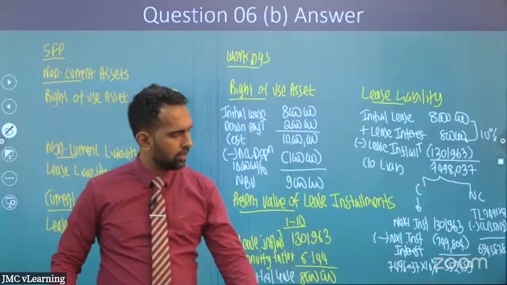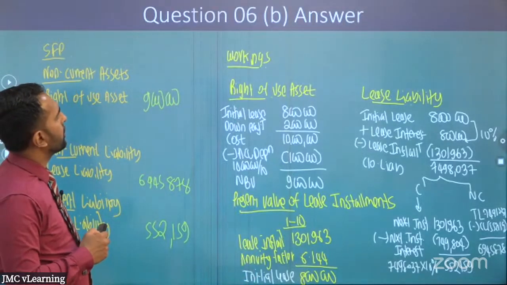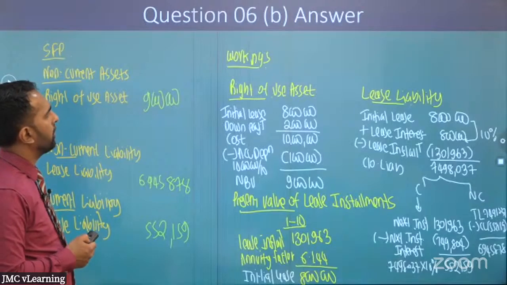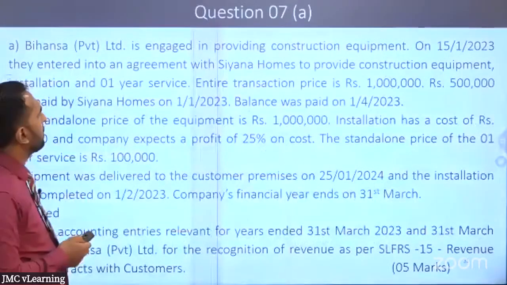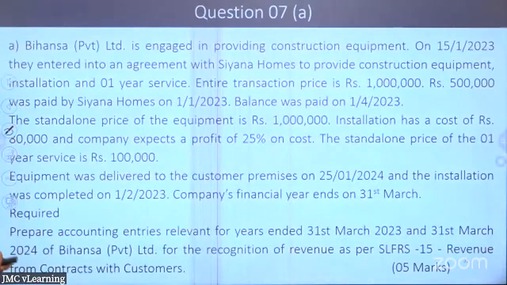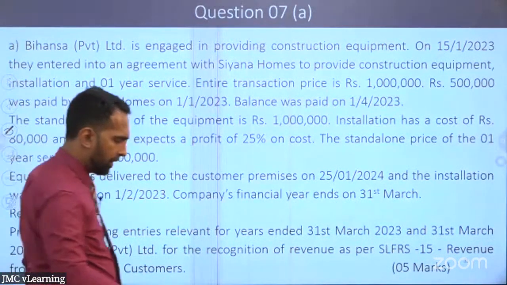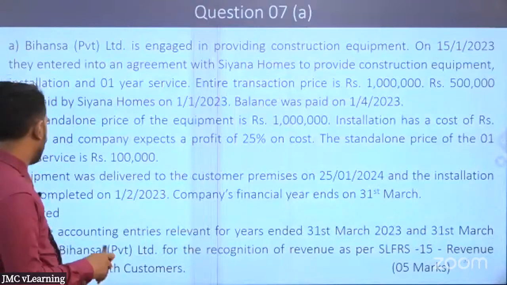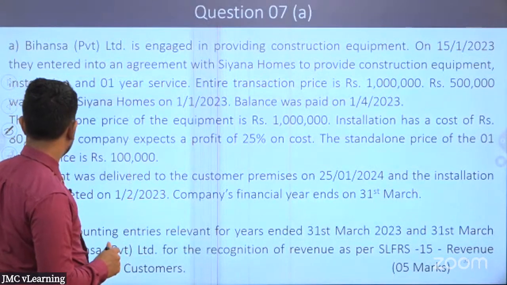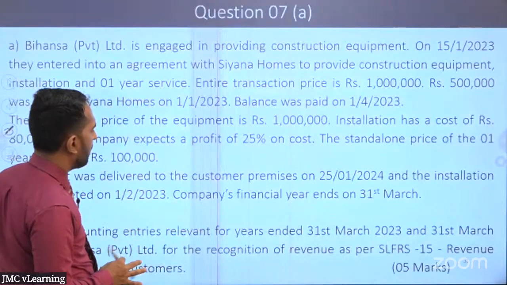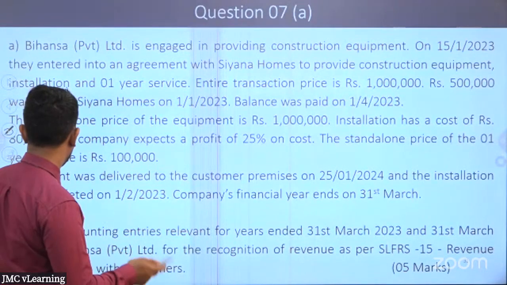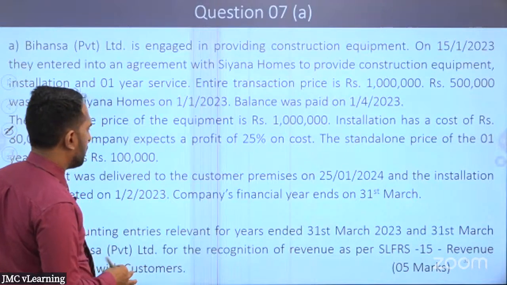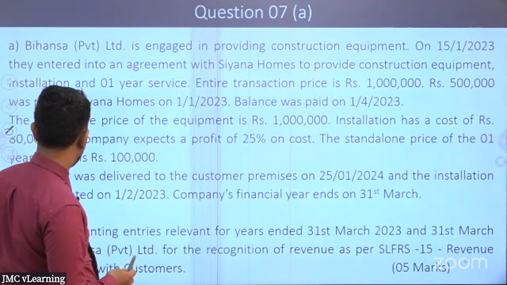Okay, so we have completed this question. We'll move on to the next part of the discussion. Right, question number 7. Question number 7, I have put the question from SLFRS 15, Lamai, revenue standard. Prepare the accounting entries relevant for the years ended 31st of March 2023 and 2024 of Bihansa Limited for the recognition of revenue as per SLFRS 15.